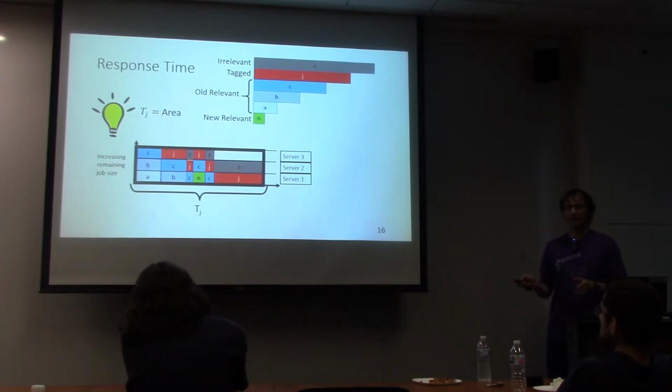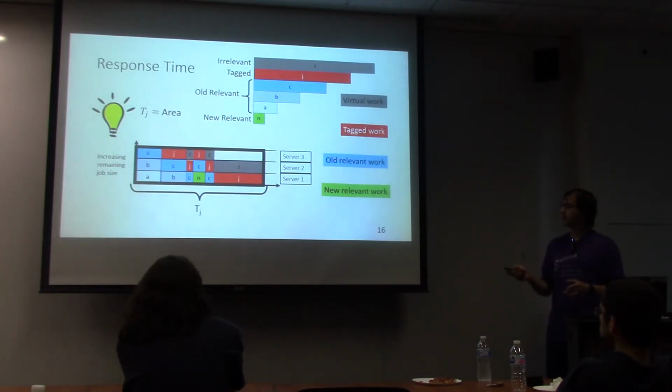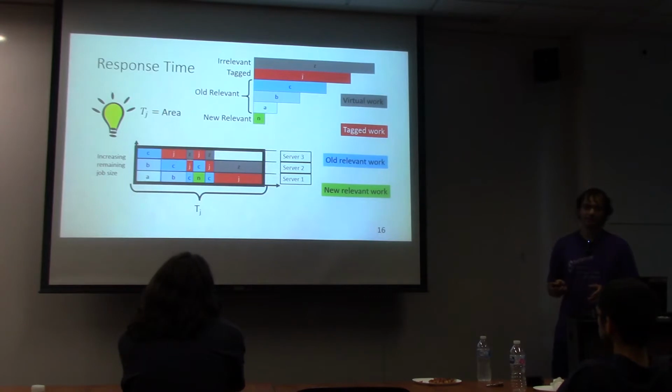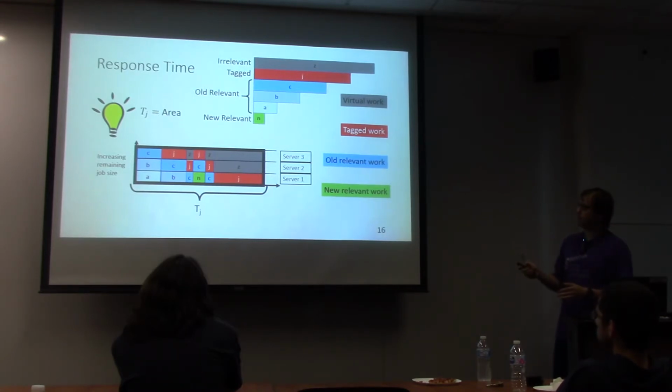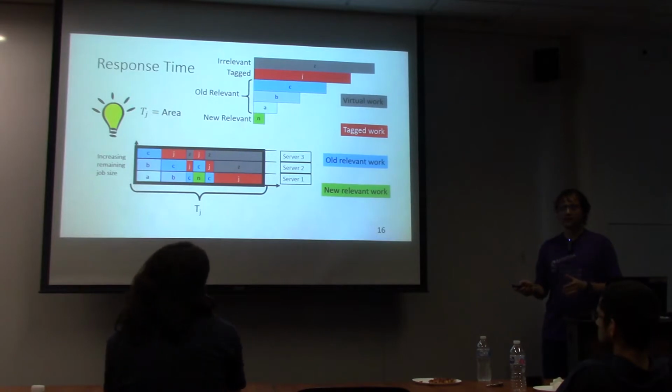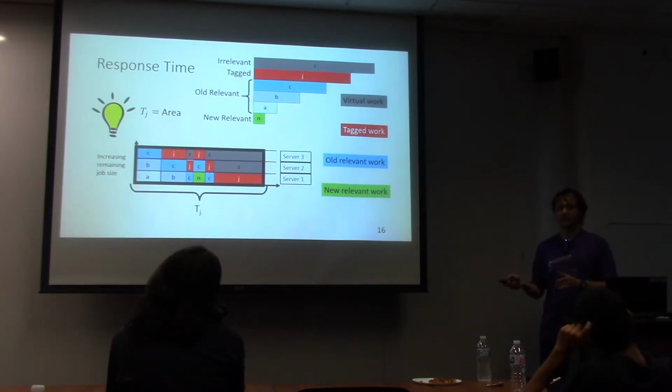With those 4 categories, we'll define 4 categories of work: virtual work, tagged work, old relevant work, and new relevant work. Now, in the virtual work category, we'll put all the work done on irrelevant jobs, and we'll also throw in these periods when servers were idle. So all of that gets lumped together into virtual work. With these 4 categories, all the work that happens while J is in the system is in one of the 4 categories. Meaning that if we can bound all 4 categories, we'll be able to bound the amount of work done while J is in the system.